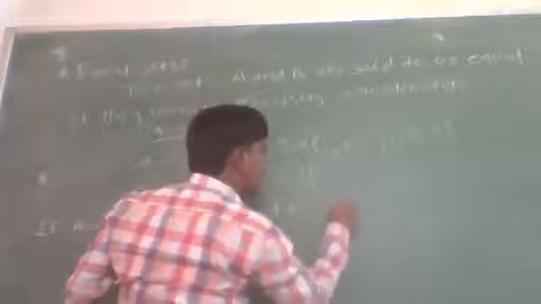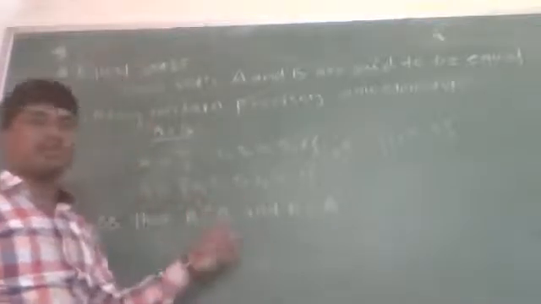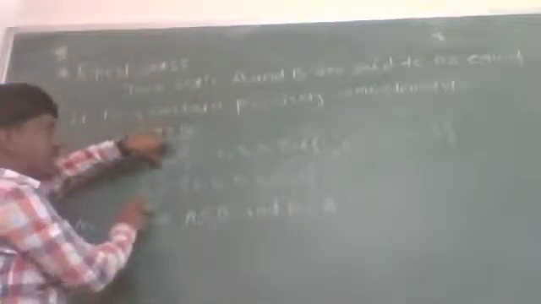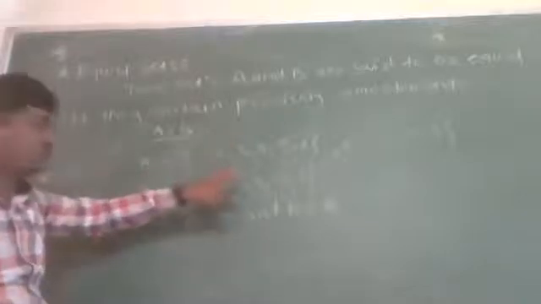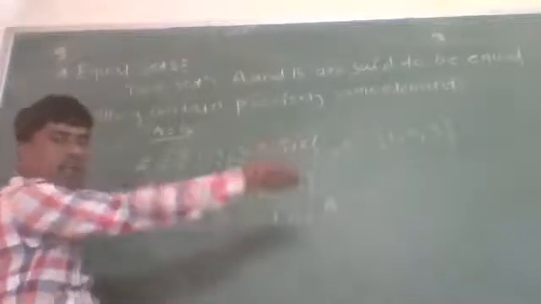If A is equal to B, then set A is contained in B and set B is contained in A. That is, if two sets are equal, then every element of set A is a member of set B, and every element of set B is a member of set A. So each element of A is in B, and each element of B is in A. So if A and B are two sets which are equal, then A is a subset of B and B is a subset of A.